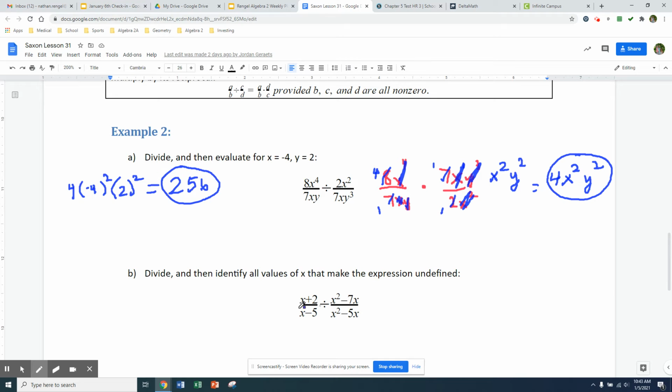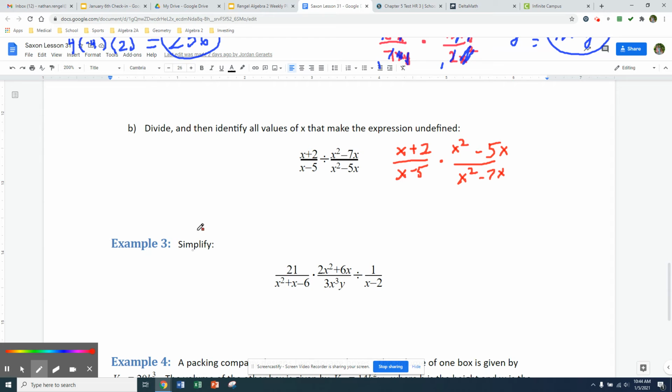Now we're ready to head down to part B, dividing rational expressions. So in problem B, I've already changed it to multiplying by the reciprocal. The next thing to do is to look at factoring everything we can. So in my first fraction, I've got an x plus 2 in the numerator and an x minus 5 in the denominator. These are both already factored, so there's no other common factors.